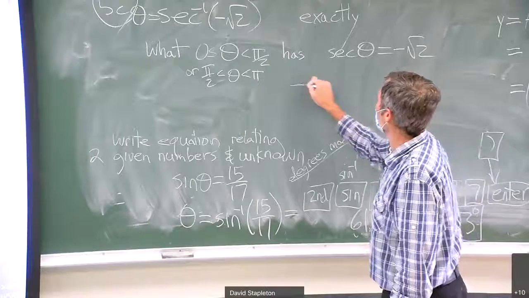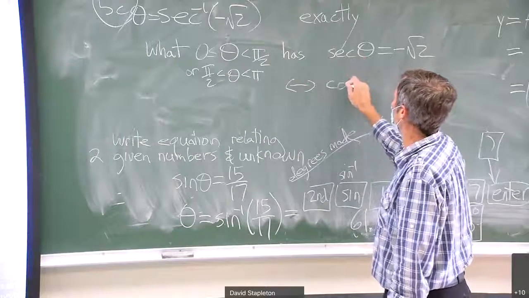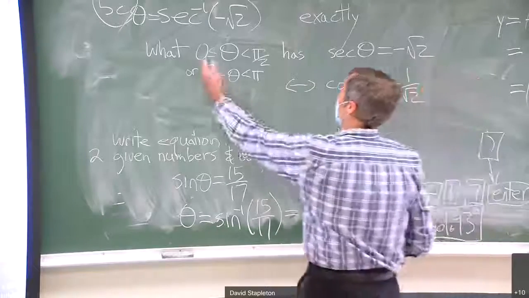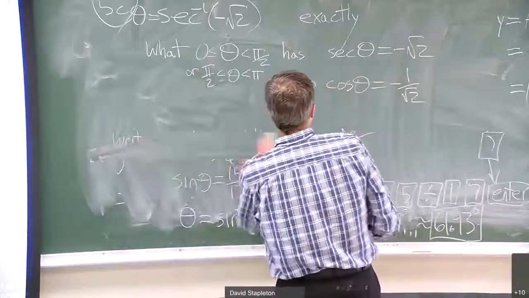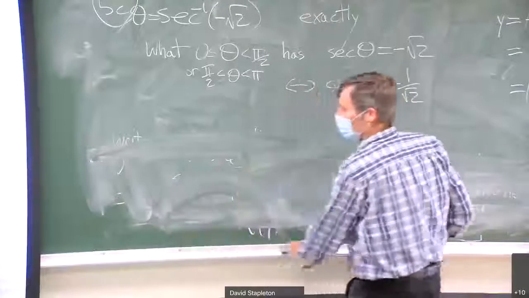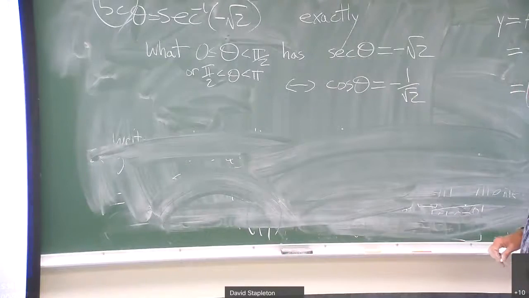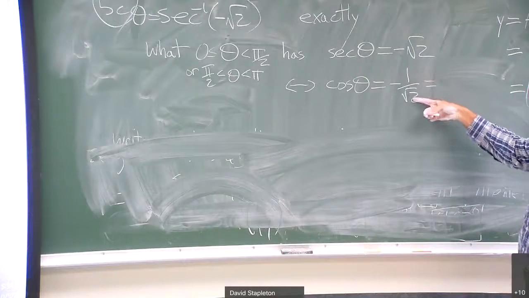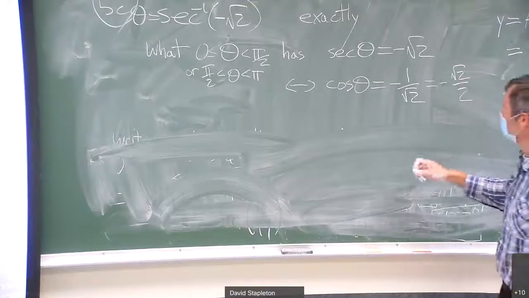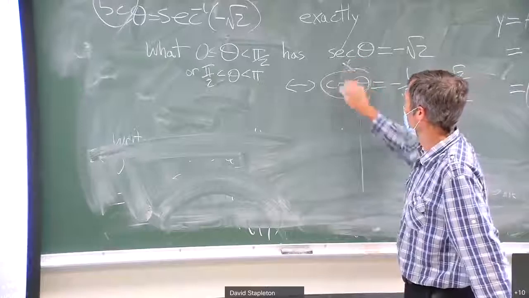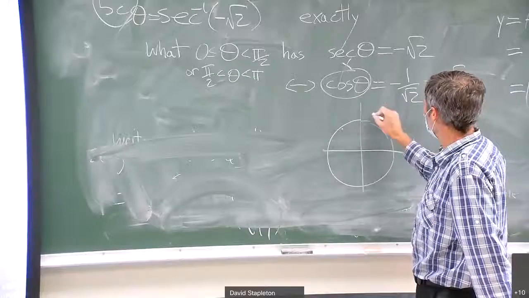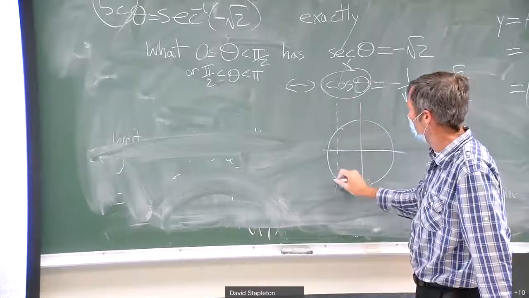Instead of finding what angle has that secant, do the reciprocal: the reciprocal of secant is cosine. The reciprocal of this is minus 1 over square root 2. What angle between 0 and pi, excluding pi over 2, has cosine equal to minus 1 over square root 2? You might memorize it already, but it might help to rationalize it: multiply top and bottom by square root 2, and you get minus square root 2 over 2. I recognize that. That's a special triangle. Cosine is the x-coordinate, so the x-coordinate is minus square root 2 over 2, about minus 0.7.